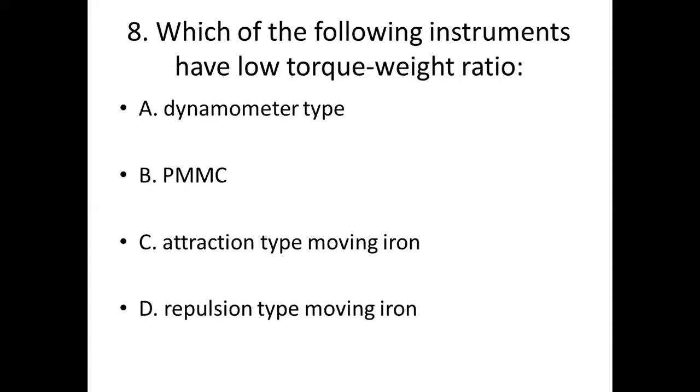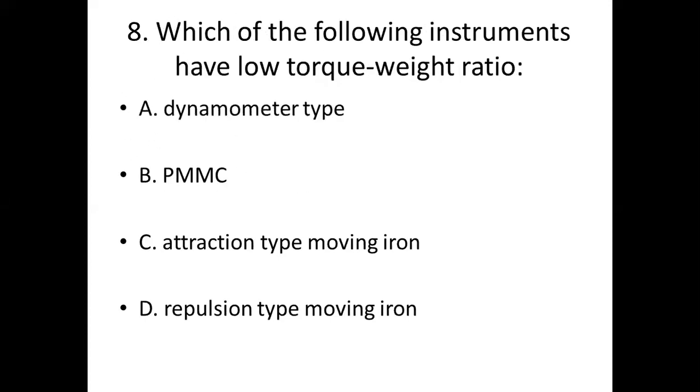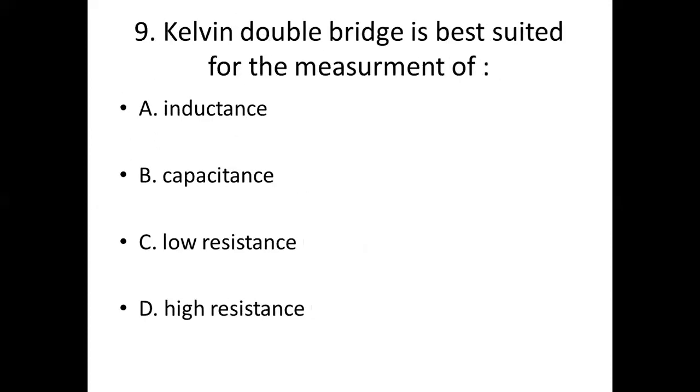Answer guess cheyandi. Option A dynamometer type. Ninth bit, Kelvin double bridge is best suited for the measurement of option A inductance, option B capacitance, option C low resistance, option D high resistance.